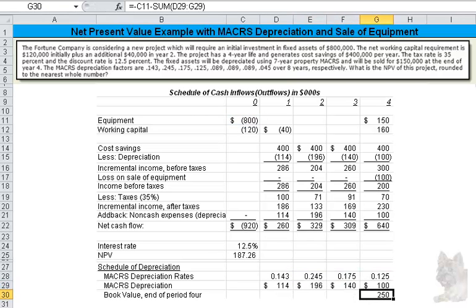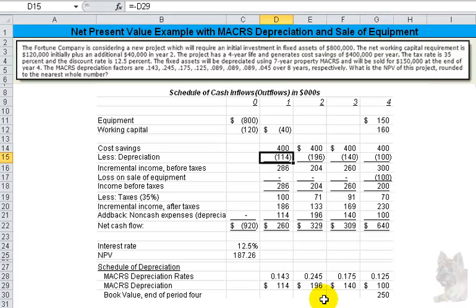Now at the end of that we are going to need to know the book value, so what I did is I took the equipment, 800,000, less the sum of all the depreciation taken for tax purposes. Okay? And of course we're using MACRS depreciation for tax purposes, so it looks like we'll have $250,000 worth of equipment. I'm sorry, let me say that another way. The book value of the equipment will be worth $250,000 at the end of year 4 when we sell it, and we're going to sell it for $150,000. All right, so that explains where depreciation comes from.